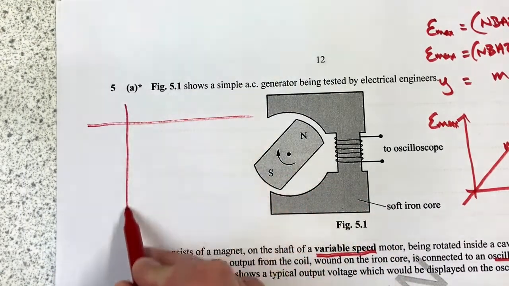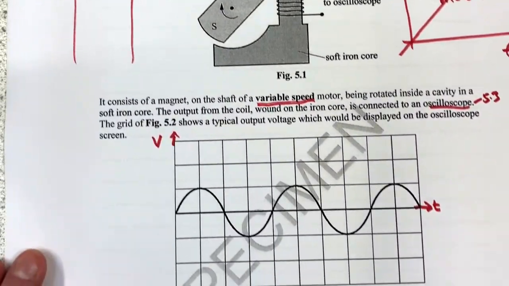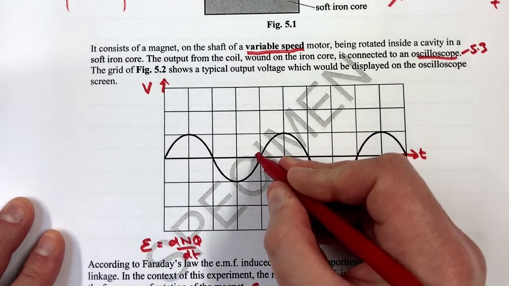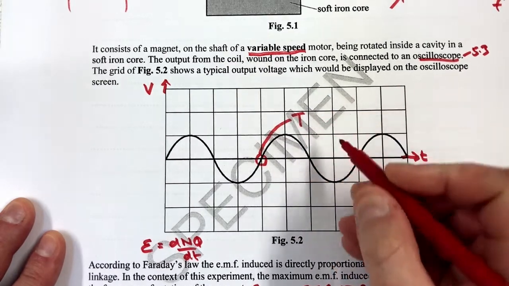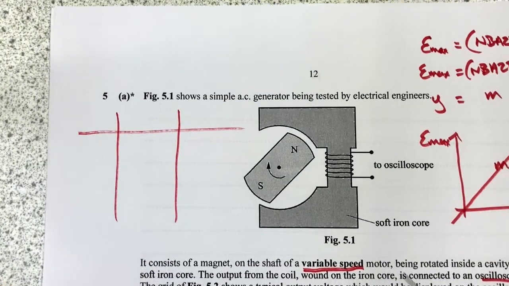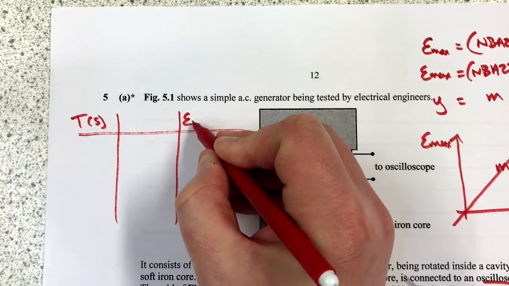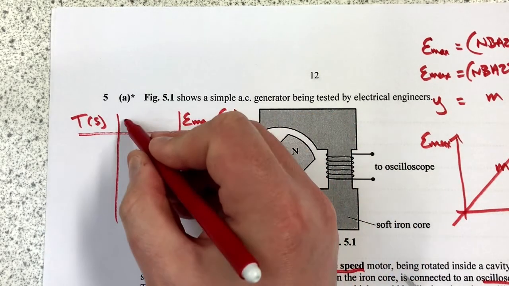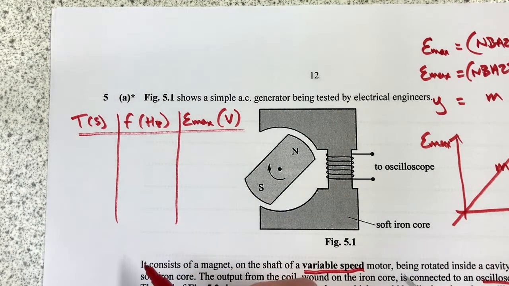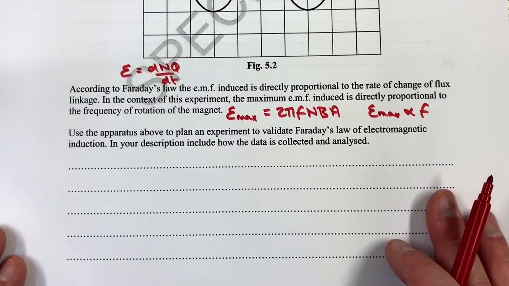The sort of table that I would be looking to record would be, I suppose, reading from the oscilloscope. One of my raw pieces of data would be 1 full cycle. This here would be the time period T, and this here would be my epsilon max. So really what I'd need to do is record my time period in seconds, my epsilon max in volts, and possibly my frequency of rotation in hertz, which is just going to be the inverse of the time period. So everything's set up now for me to start writing what I would do.